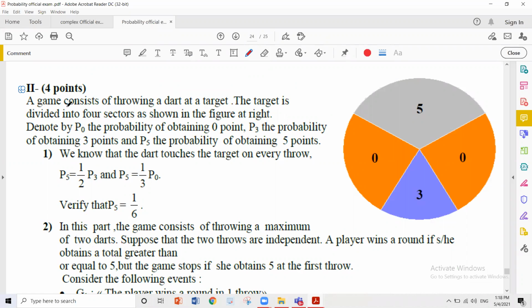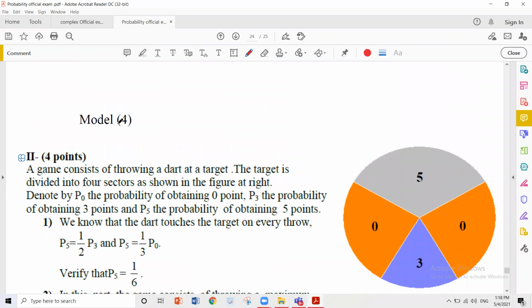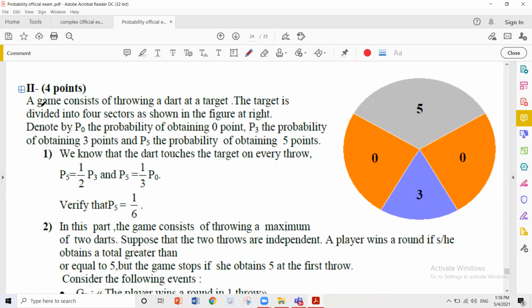Okay. A game consists of, this is model 4. A game consists of throwing a dart at a target. The target is divided into 4 sectors as shown in the figure. So you are going to throw a dart on this.